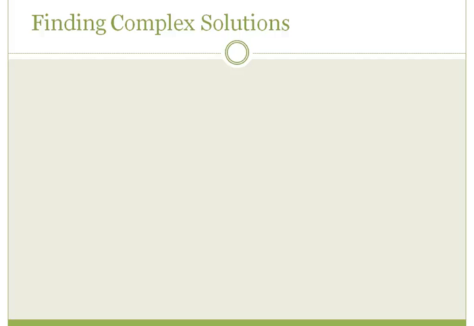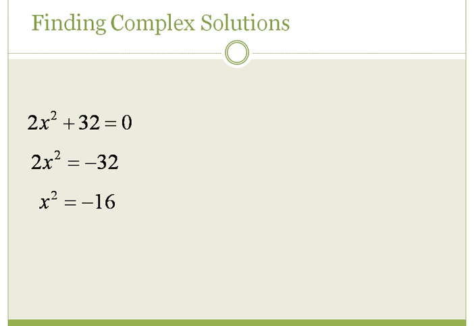Alright, so back to the big uglies, finding the complex solutions when you're dealing with quadratics or cubics, etc. So here's a quadratic. We're going to show you one way to solve it is simple algebra. You could just subtract 32 on each side, divide by 2, take the square root, and we now know that you can take a square root of a negative number. You get the imaginary root, so plus or minus 4i.